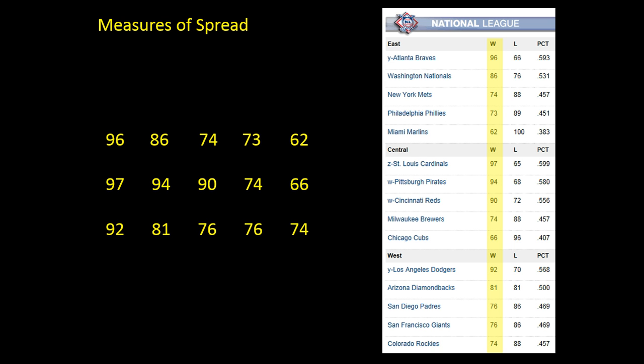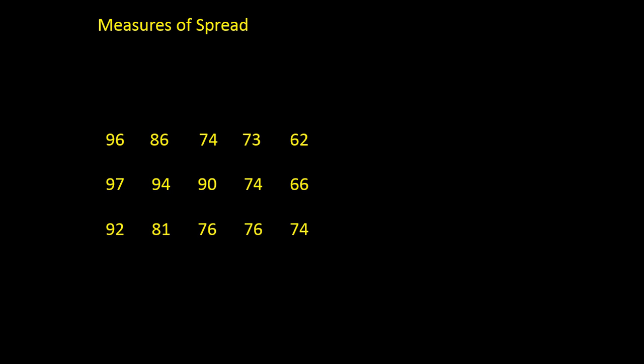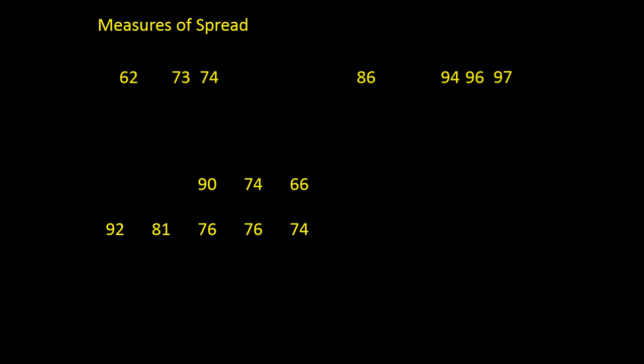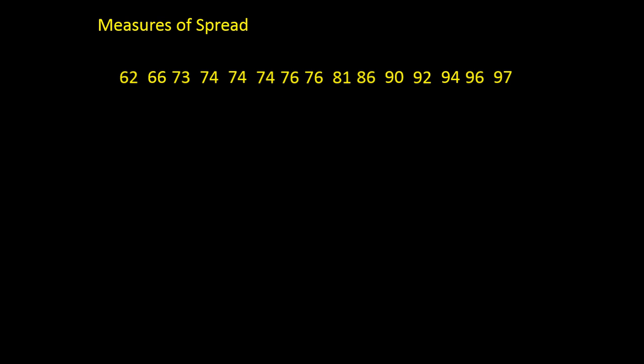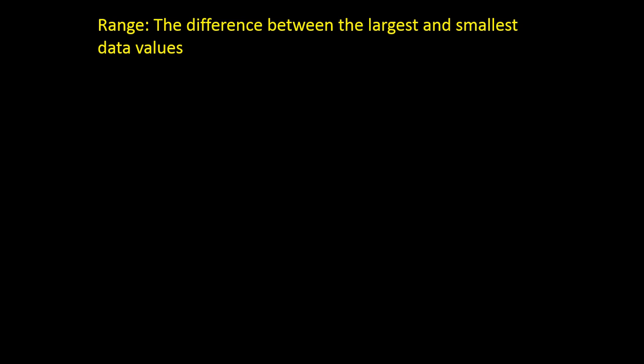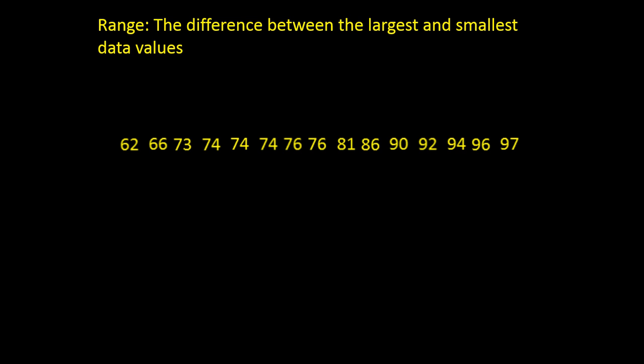So one way to organize this information and get an idea about the measures of spread of this data is to put the data in order from least to greatest. So if we do that for these 15 data values, we can pretty easily see how far apart the data values are from end to end. That value is called the range. The range is the difference between the largest and the smallest data values. So the largest data value here, the most number of wins, was 97. The least was 62. So the range of this data is 97 minus 62, or 35.